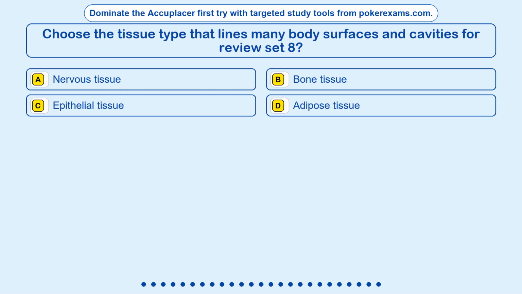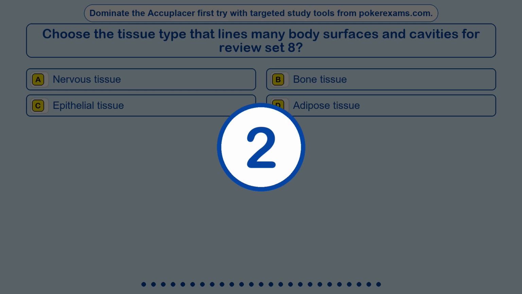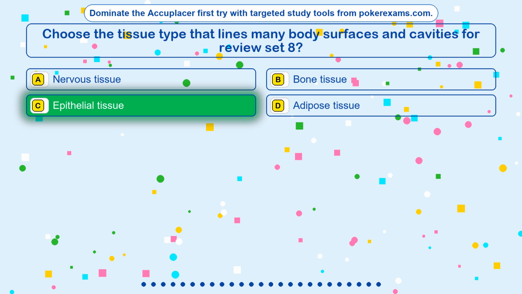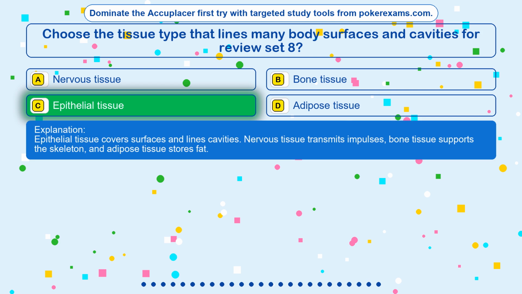Question 24. Choose the tissue type that lines many body surfaces and cavities for review set 8. Option A, nervous tissue. Option B, bone tissue. Option C, epithelial tissue. Option D, adipose tissue. The correct answer is option C, epithelial tissue. Epithelial tissue covers surfaces and lines cavities. Nervous tissue transmits impulses, bone tissue supports the skeleton, and adipose tissue stores fat.